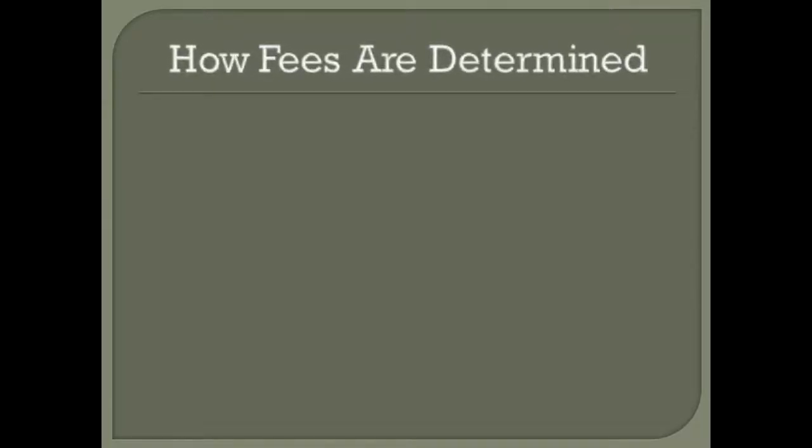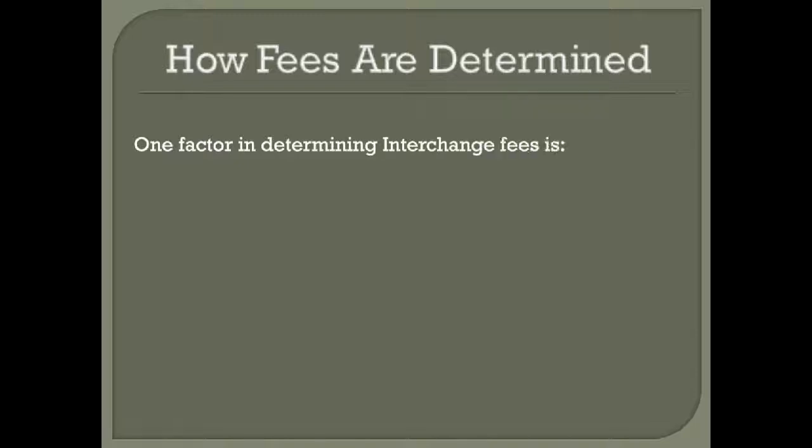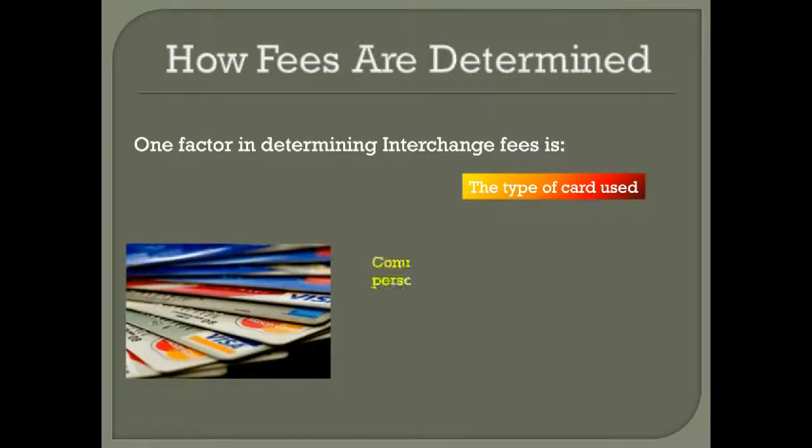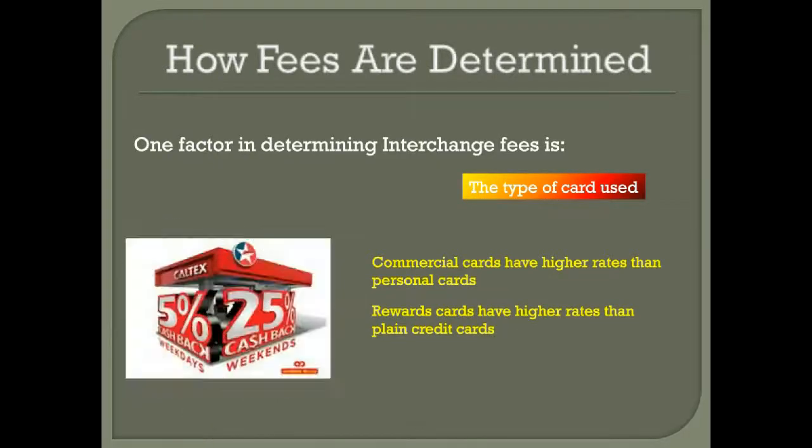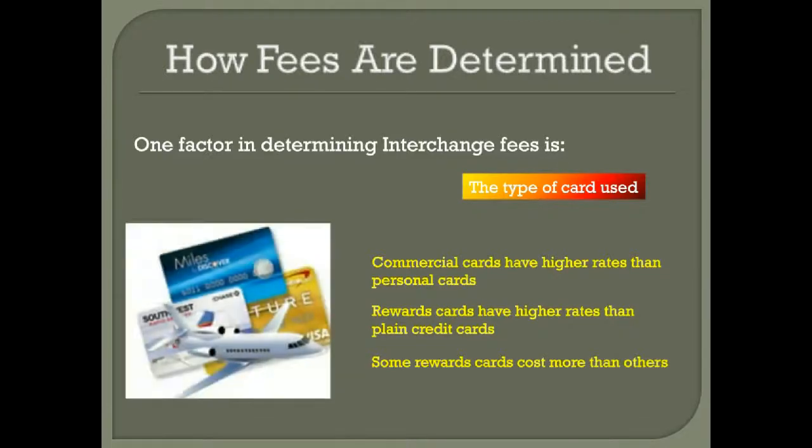One of the factors used in determining interchange fees by the card associations is the type of card used. Business or commercial cards have higher rates than personal cards. Rewards cards have higher rates than plain cards, and some reward cards, such as airline miles, have even higher rates. You don't expect the airlines, banks, or card associations to pay for your travel, do you?